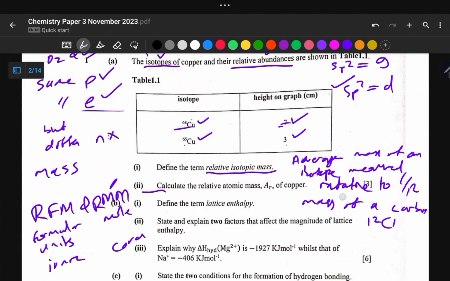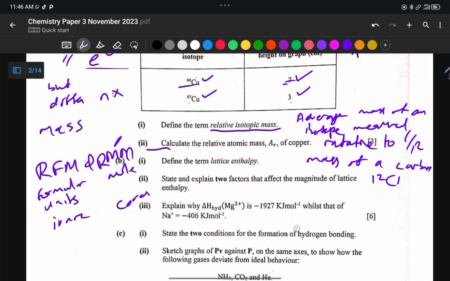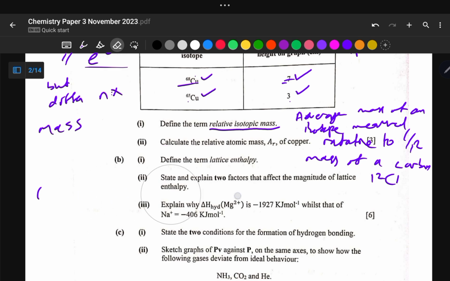You should also explain how the mass spectrometer works. It is one of the most frequently examined questions: describe how a mass spectrometer works. So you should know how the mass spectrometer works. And then the next part says define. Let me clear this one.